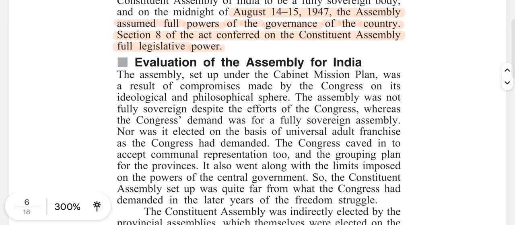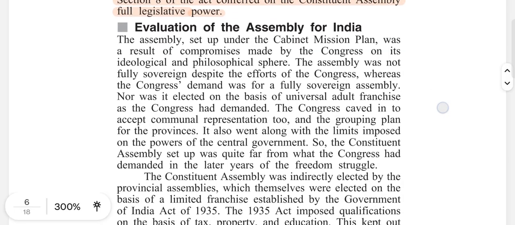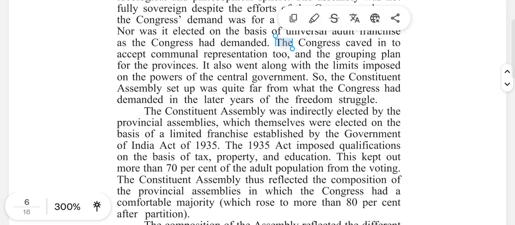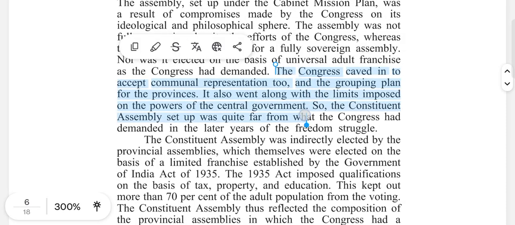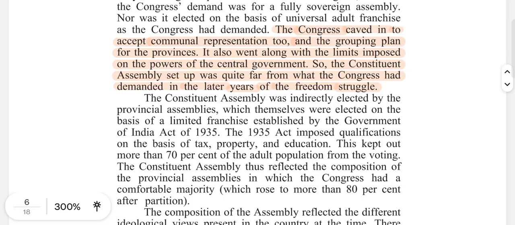Evaluation of the Assembly for India. The Assembly, set up under the Cabinet Mission Plan, was a result of compromises made by the Congress on its ideological and philosophical sphere. The Assembly was not fully sovereign, whereas the Congress' demand was for a fully sovereign Assembly, nor was it elected on the basis of the universal adult franchise the Congress had demanded. The Congress caved in to accept communal representation too, and the grouping planned for the provinces. It also went along with the limits imposed on the powers of the central government.